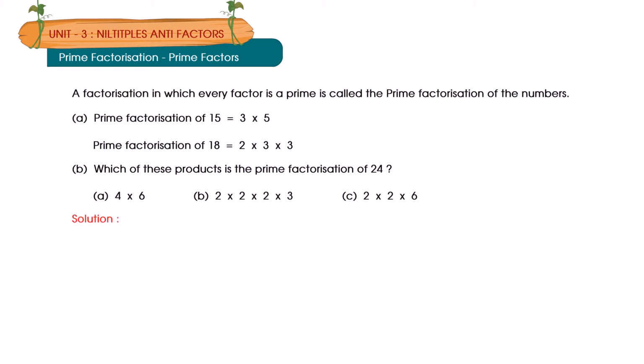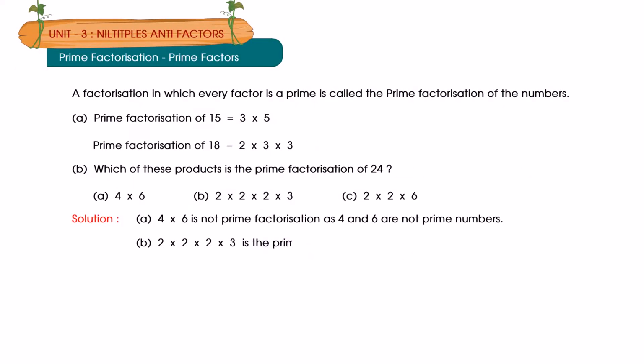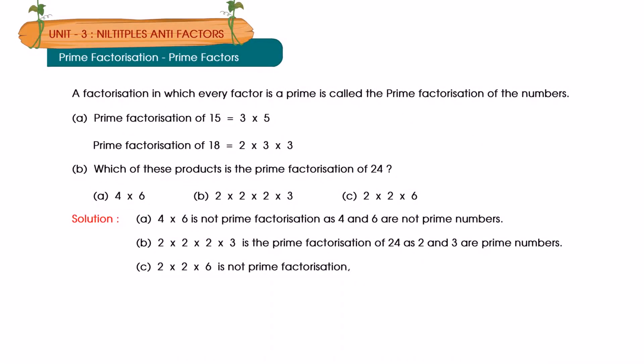Solution. A) 4 into 6 is not a prime factorization as 4 and 6 are not prime numbers. B) 2 into 2 into 2 into 3 is the prime factorization of 24 as 2 and 3 are prime numbers. C) 2 into 2 into 6 is not a prime factorization as 6 is not a prime.